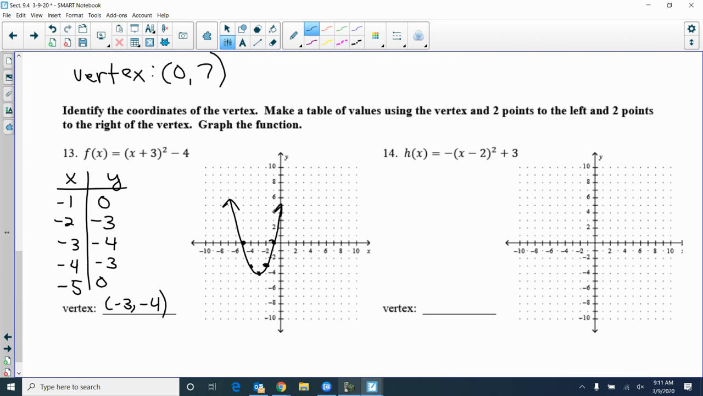All right, your only assignment is do the right-hand side. Do the right-hand side. You might want to start with this one down here. Okay, 14. It might not be a bad idea to start with that one and work backwards.